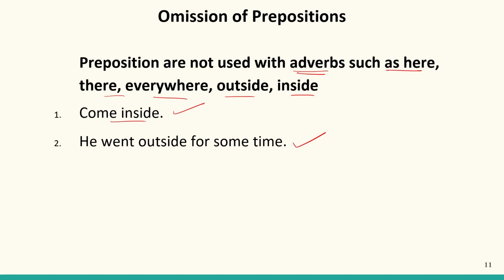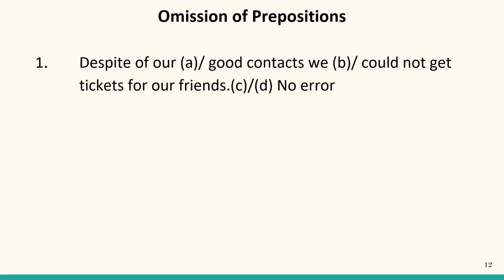God is in everywhere. That is incorrect. Now let us do some spotting errors based on prepositions. So the first sentence is, despite of our good contacts, we could not get tickets for our friends.